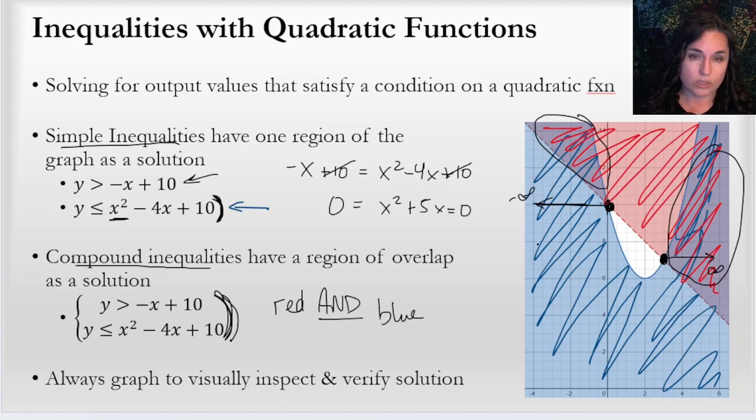Is that true? Did I add and subtract correctly? No, I didn't. This should be minus 3x equals 0. Those 10's canceled. I add a plus x on both sides, and I get a minus 3x, right?